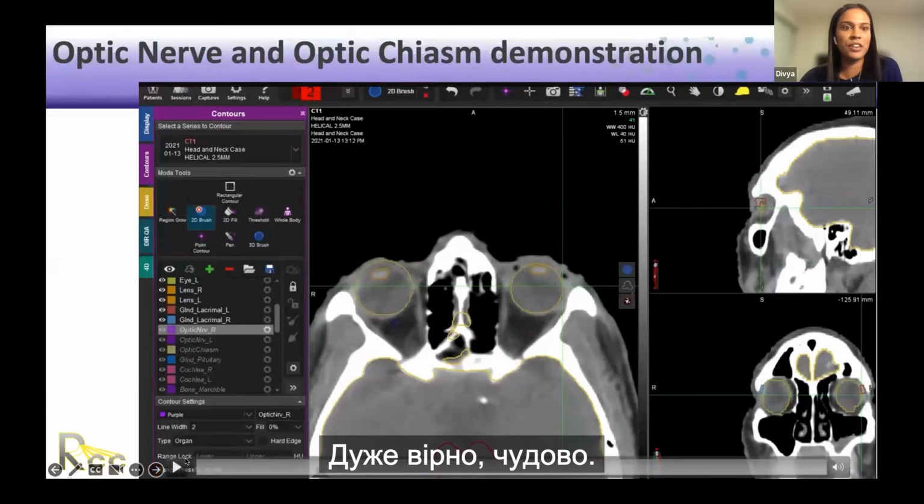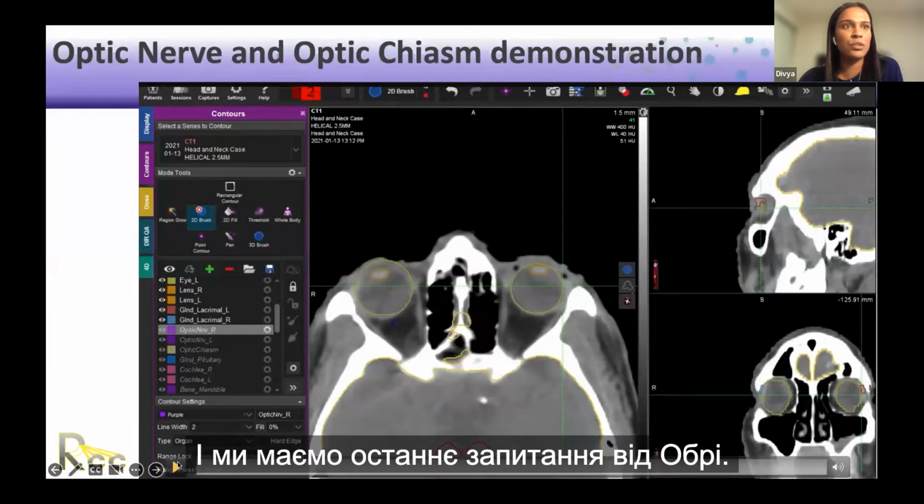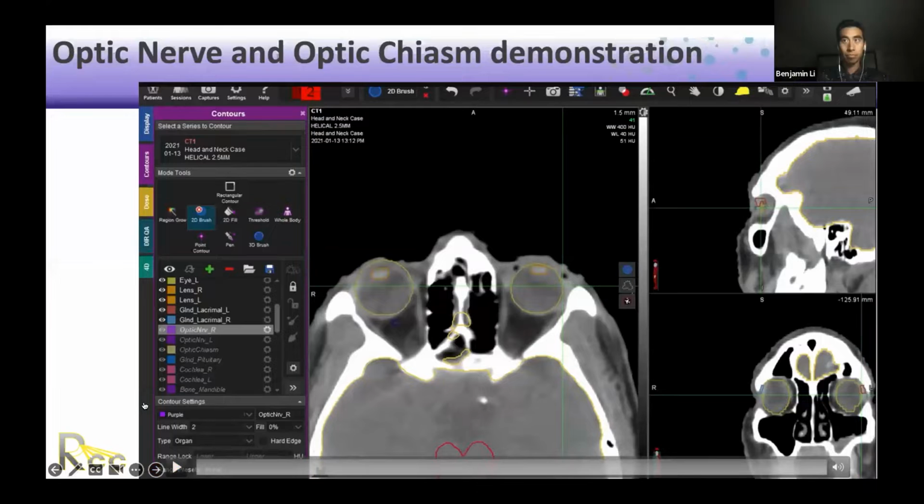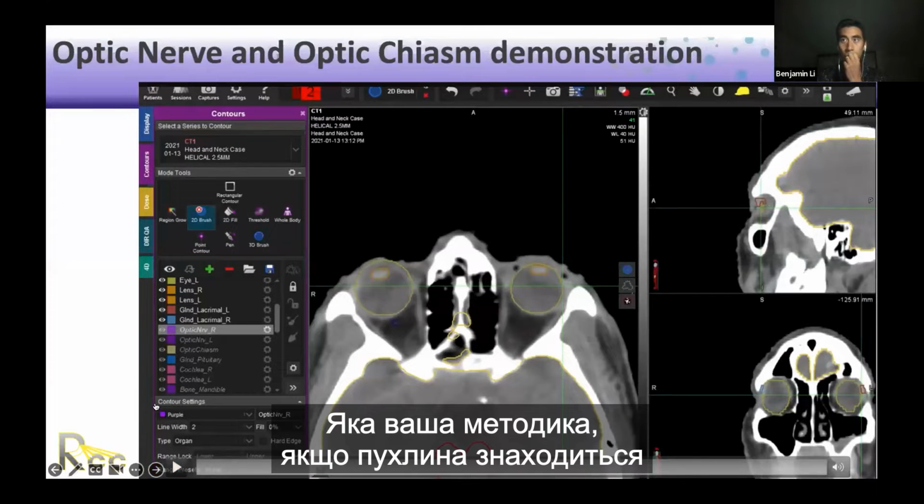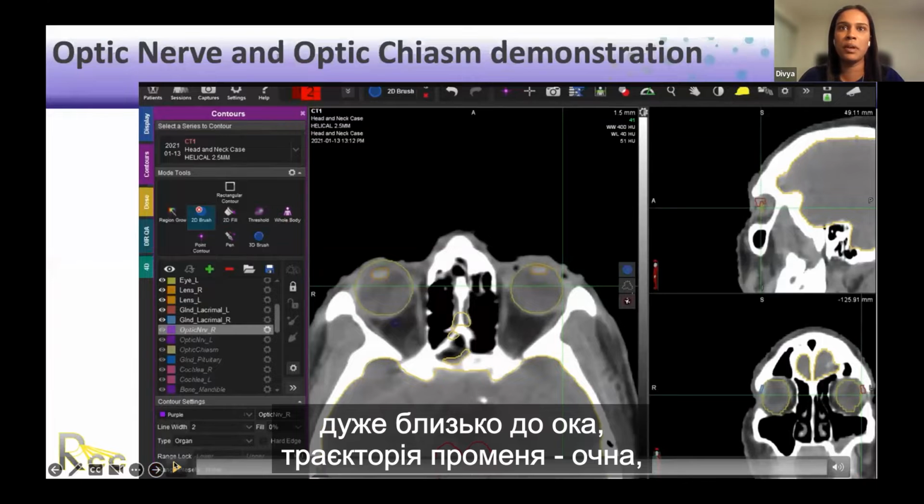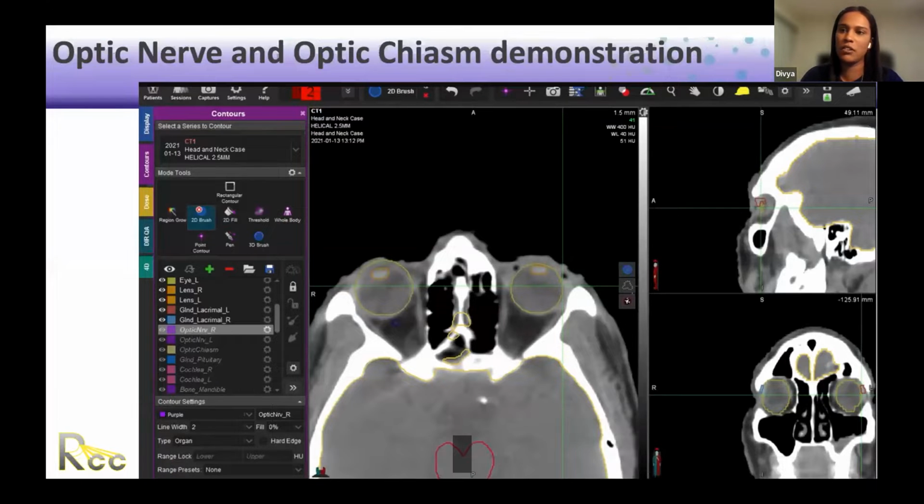Very true, great. And we've just got one last question from Aubrey. What is your technique if a tumor is very near the eye, and the trajectory of the beam, and the prescribed dose is 70 gray to the tumor?